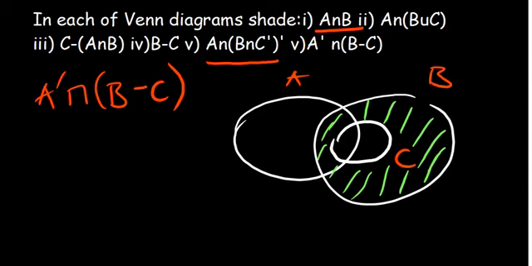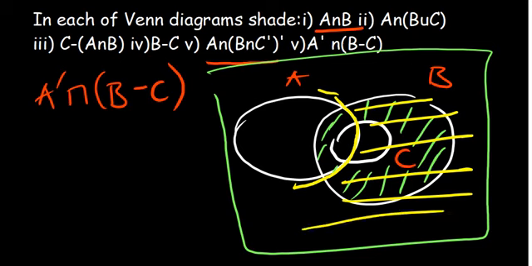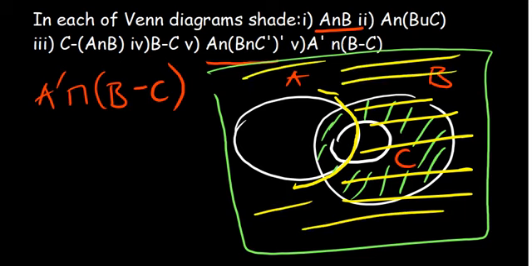Then we need to intersect it with A complement. A complement requires you to shade the region outside A. So if you shade the region outside A, remember this is where your A is passing, outside that is what you're going to shade. So now we are looking at the intersection. Where do we have both colors?